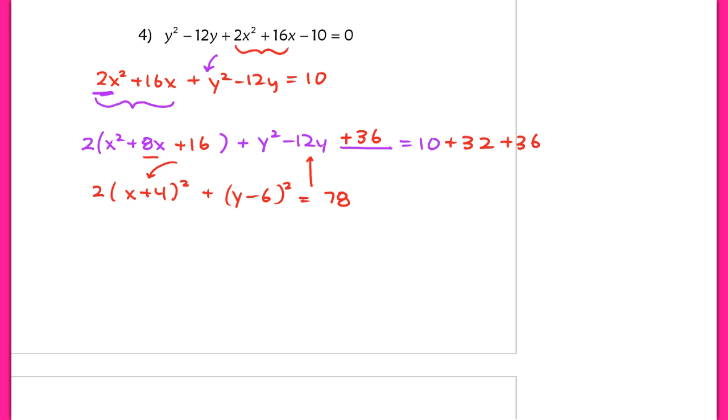All right, one last step now to make sure that it's in the standard form for an ellipse. On the right-hand side, we need this to equal 1. So we're going to divide everything throughout by 78. Okay, so we're taking everything and dividing it by 78. You might want to just do that anyhow.